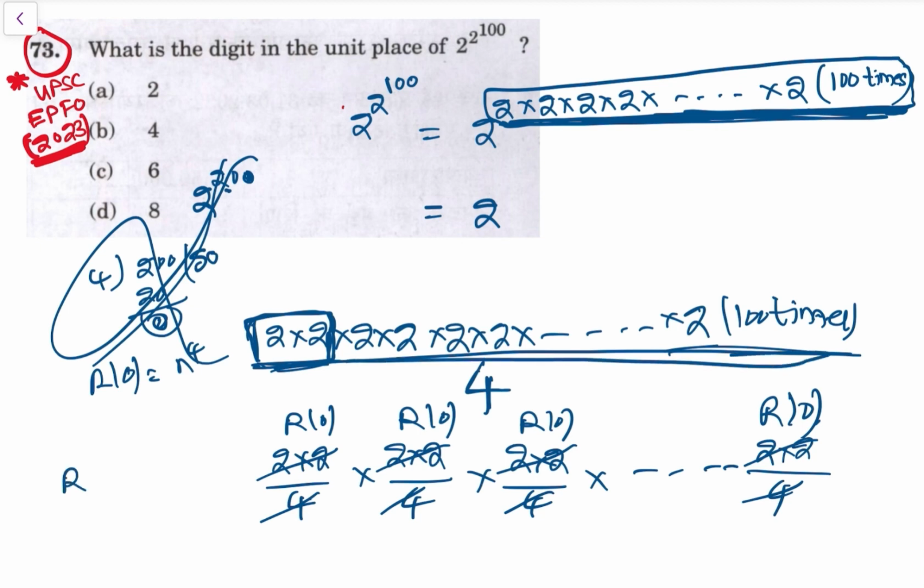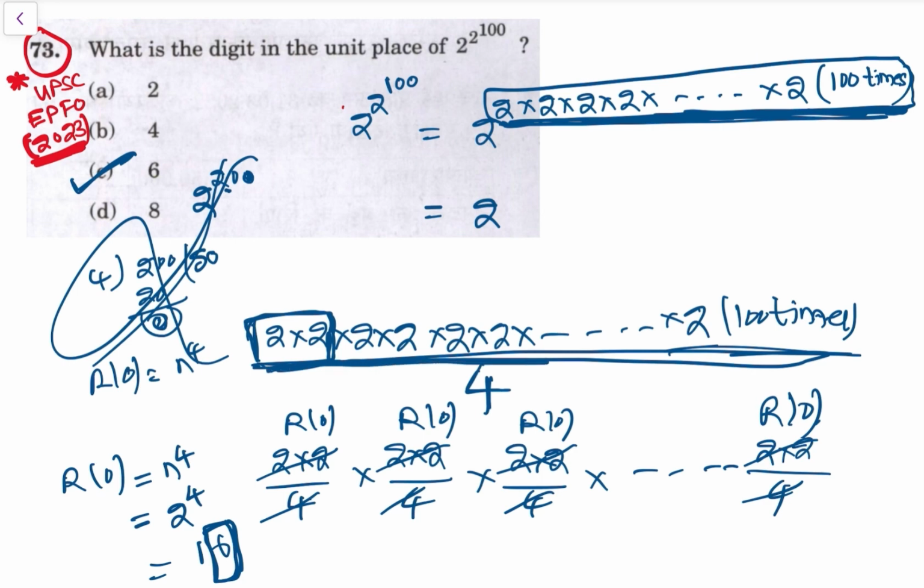सो वी नो व्हेन रिमाइंडर इज 0 देन यूनिट डिजिट इज व्हाट? यूनिट डिजिट इज n to the power 4. So that is 2 to the power 4. So 2 to the power 4 is what? So 2 to the power 4 is 16. So unit digit of this is 6. ठीक है. So unit digit of this is 6.